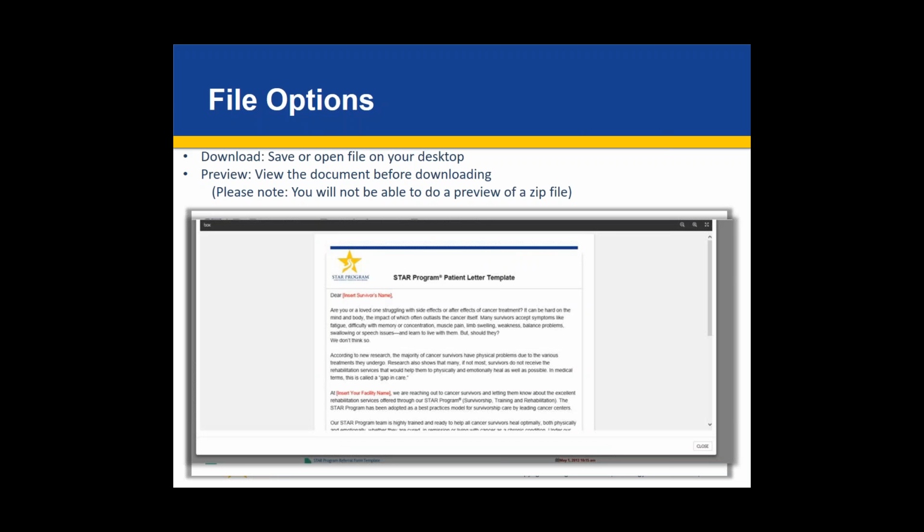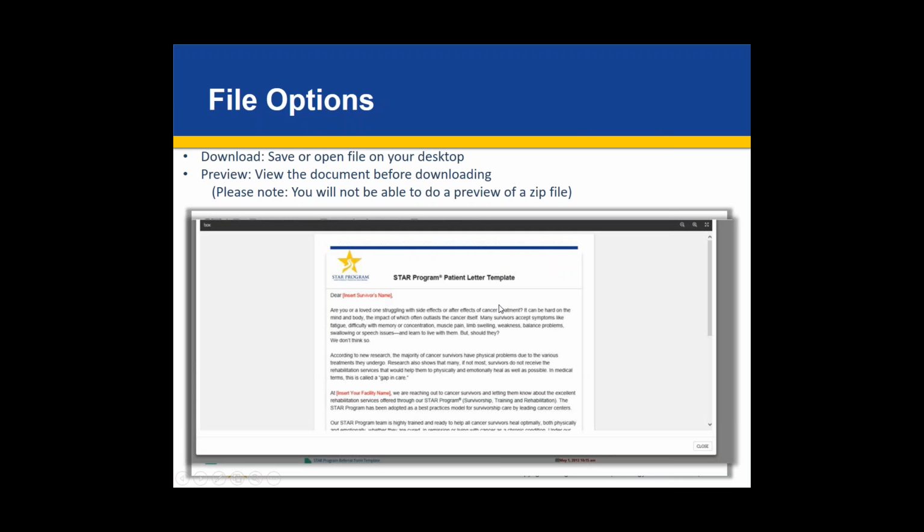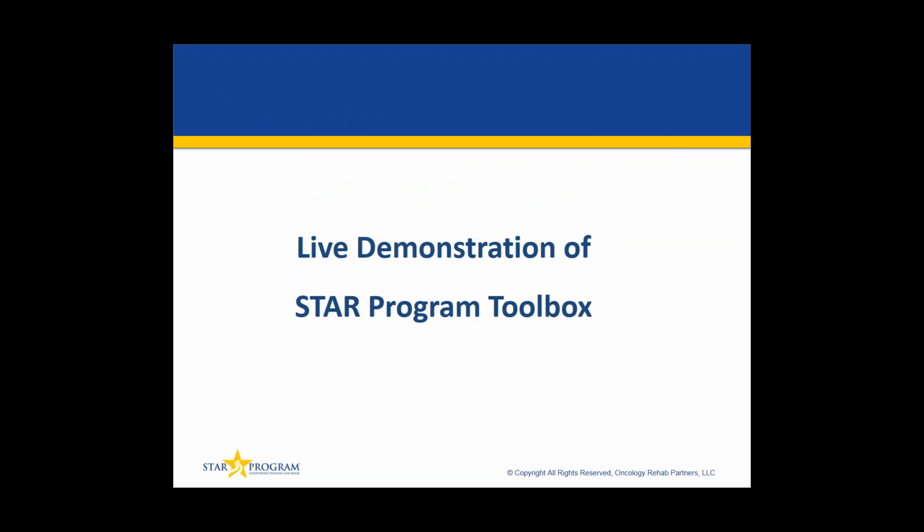But if you select preview, you will have another box come up showing you what the document is, what it looks like. And then you'll be able to zoom in and zoom out, make the screen a little bit bigger, but that's all you'll be able to do in this preview box. I want you to also please note that you're not going to be able to do a preview of a zip folder because the zip folder has multiple items in it. It's not able to do a preview. So you'll get a message saying that file is unsupported by the preview. So what I'm going to do now is I'm going to show you how to actually navigate through our website.